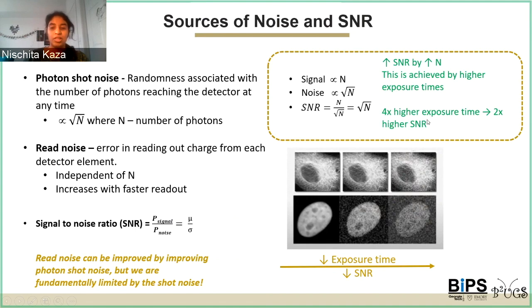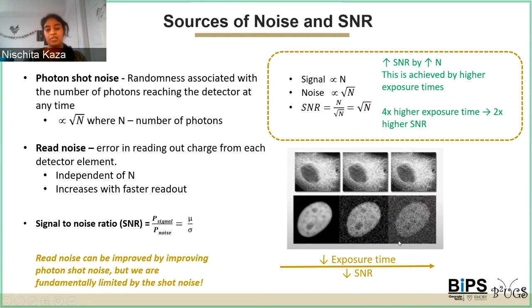So the really important thing to keep in mind here is that the photon shot noise is something that's fundamentally limiting and is something that's given by nature, and there's nothing we can do about it. You can always make improvements to the detector to be able to overcome the read noise, but ultimately you're going to have to deal with the photon shot noise.